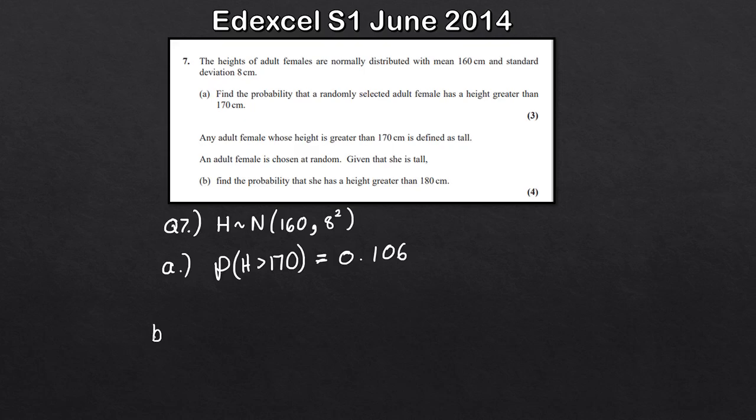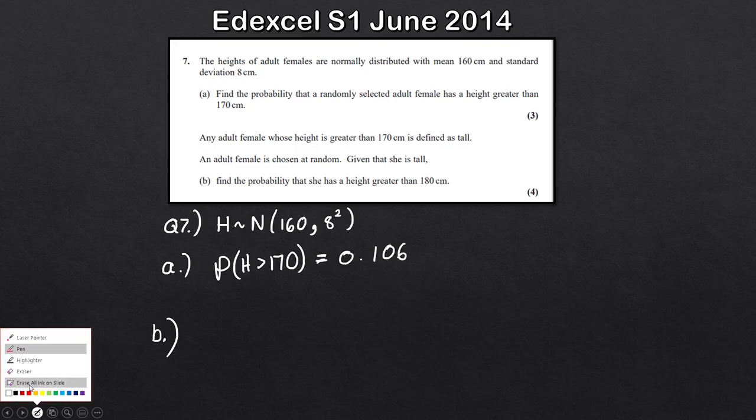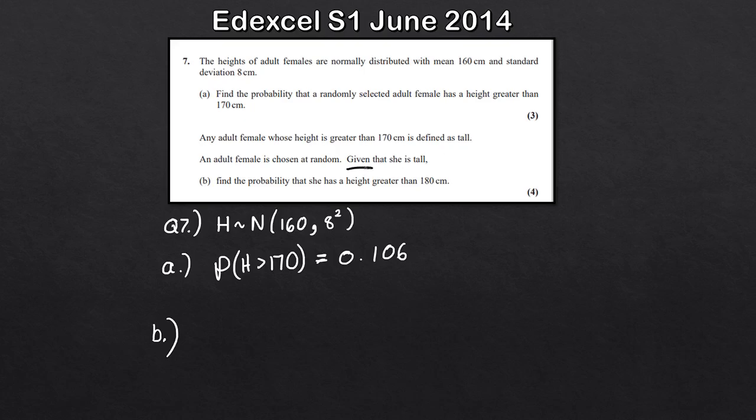Now part B is a little bit more complicated. We're told any adult female whose height is greater than 170 centimeters is defined as tall. An adult female is chosen at random, and given that she is tall, we want to find the probability that she has a height greater than 180 centimeters. So straight away, what you need to be looking out for here is this word, given, or given that, okay, this phrase. This is a big clue, and what this tells us is we need to use conditional probability, okay?